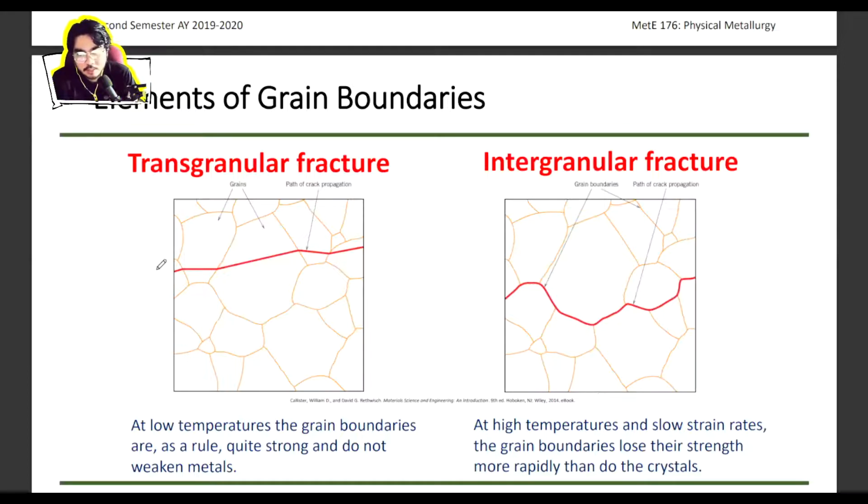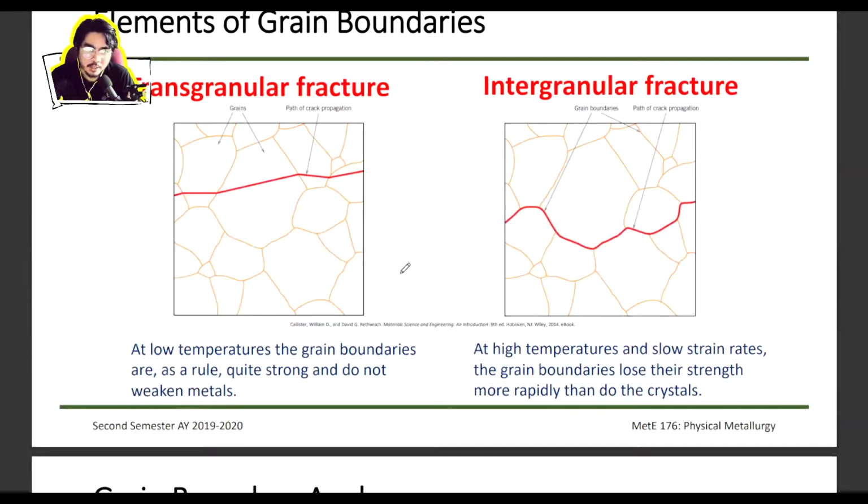In fact, one of the strengthening mechanisms that you have learned in MetE1 is yung grain boundary adjustment, no? Or anong tawag doon? Grain size strengthening, which means that you lower the grain size so that you increase the grain boundaries, and by increasing the grain boundaries, you increase the strength of the material. No? So grain boundaries have a huge impact on the mechanical properties.